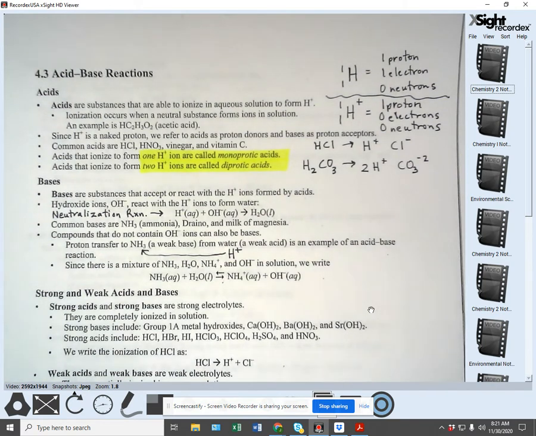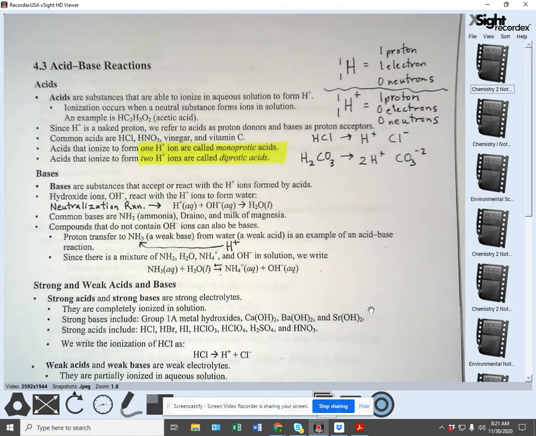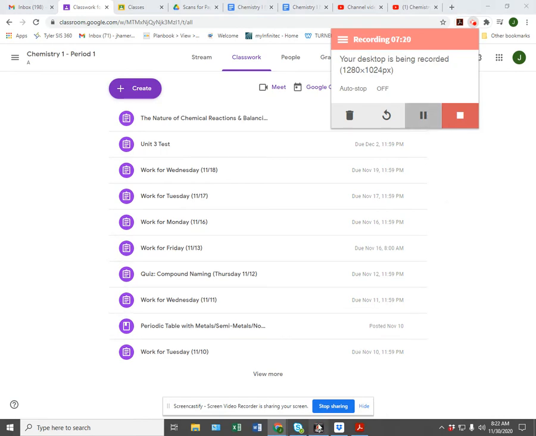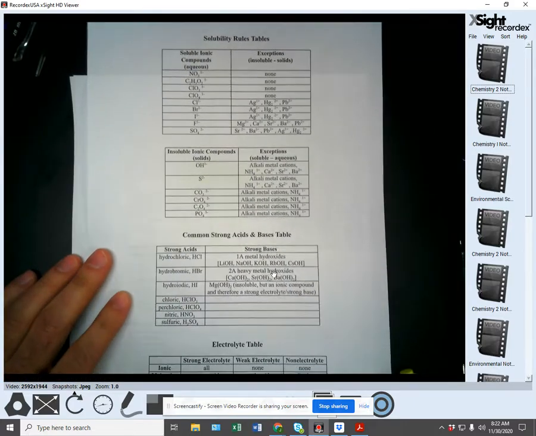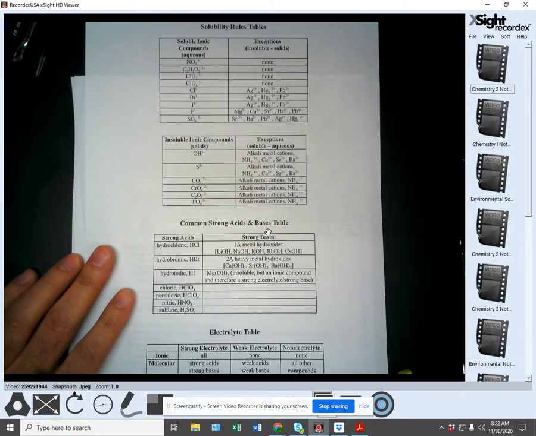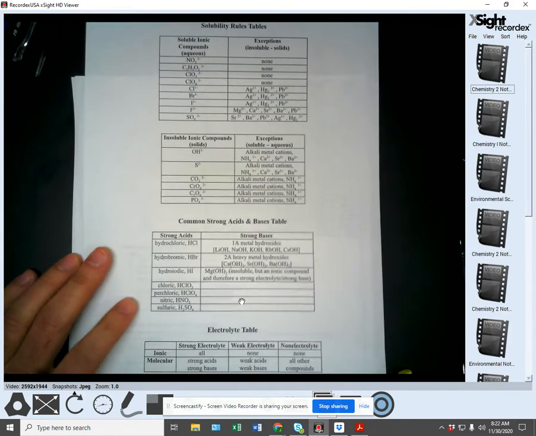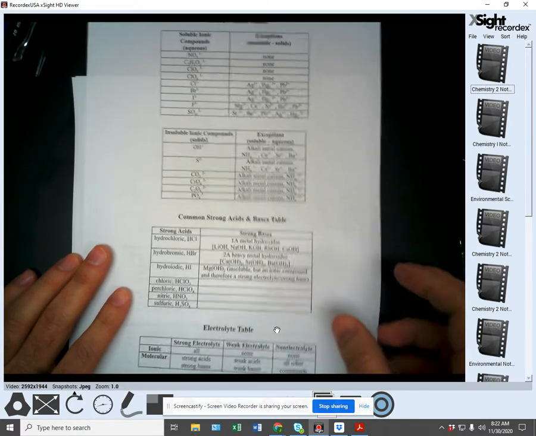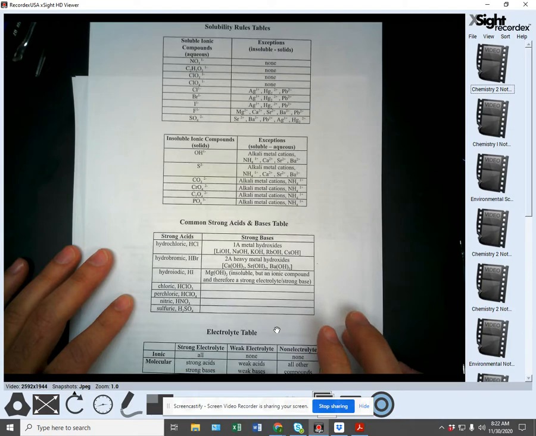All right. Strong and weak acids and bases. So this is some of the stuff that we skipped from the last chapter, the strong and weak acids and bases. But you do have that help sheet. Actually, I'm going to go grab that real quick and pull that up. Okay, so it's the solubility rules tables, the help sheet that I gave you guys. It also has the common strong acids and bases tables, okay, along with the electrolyte table down here. So we're going to be still using this. Okay. If you don't have one of these, I'm going to post it in the resources section of the classroom.